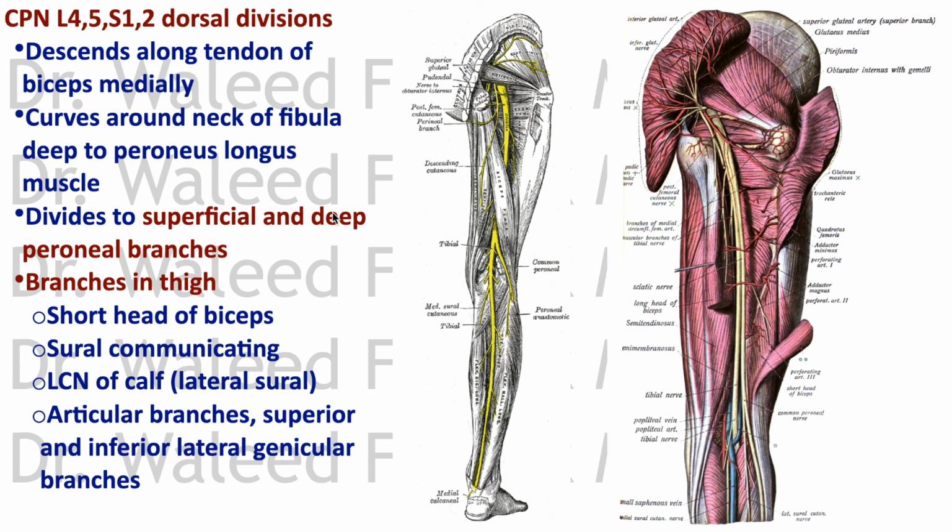Okay, the common peroneal nerve, L4-5 S1-2 dorsal divisions, descends along the tendon of the biceps. See that? It's along the tendon of the biceps, curves around the neck of the fibula where it's liable to injury in fractures of the neck of the fibula.